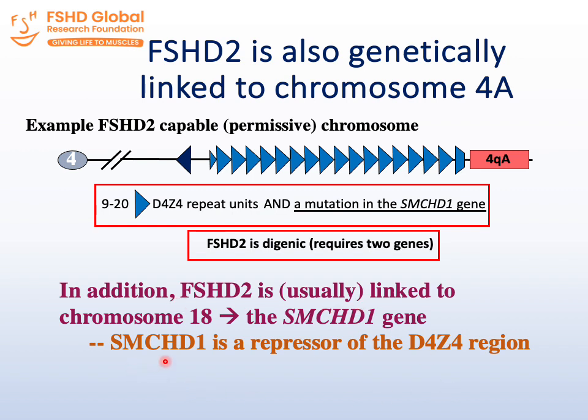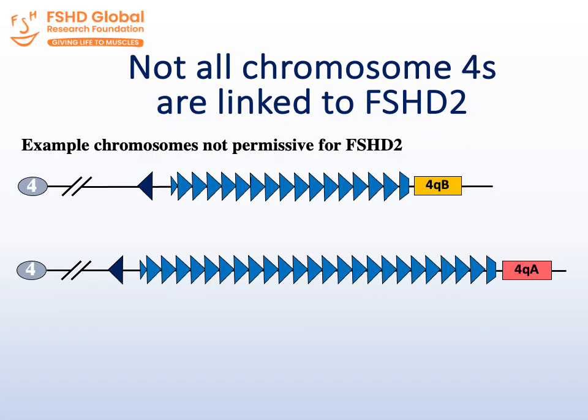And what is SMCHD1? Well, that is a protein, a repressor of the D4Z4 region. Essentially this is part of the off switch that keeps DUX4 off, and if you break the off switch, well then DUX4 can be on and be expressed. Okay, so FSHD2 is a little bit different than FSHD1.